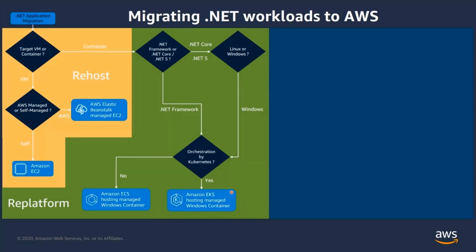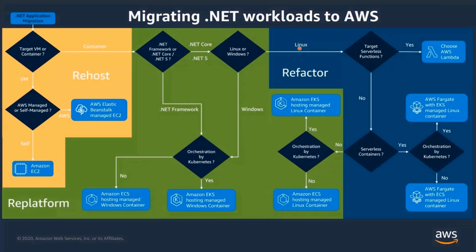Now you have other options if you say, I've got a .NET Core, .NET 5 application on Linux. My next question would be, would you like to target serverless functions? If so, I would suggest AWS Lambda. If not, the next question is, would you like serverless container management? If not, you'll see the green extended over here, it's really back to that replatform discussion and the Kubernetes discussion. The only difference here is that you would have Linux containers for EKS or ECS.